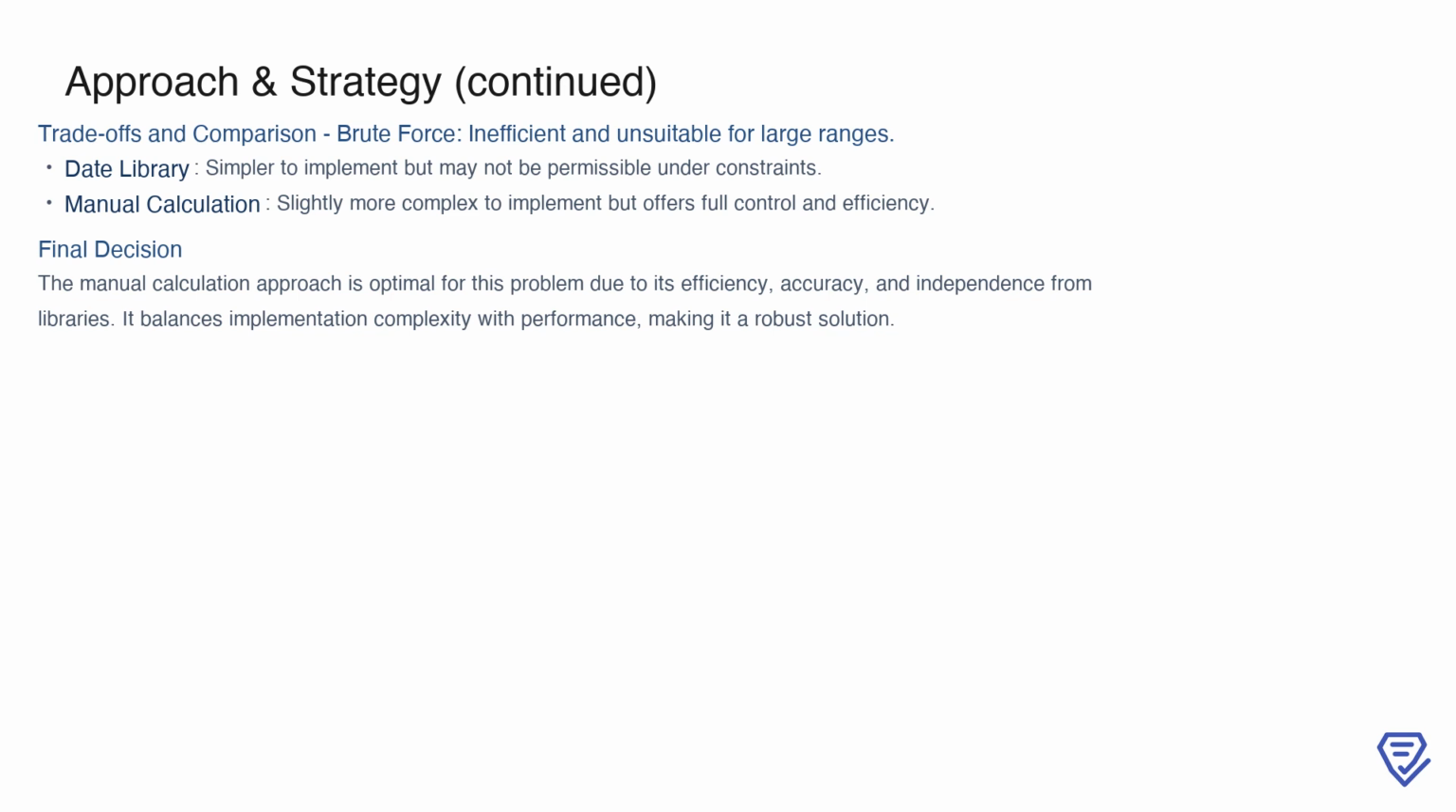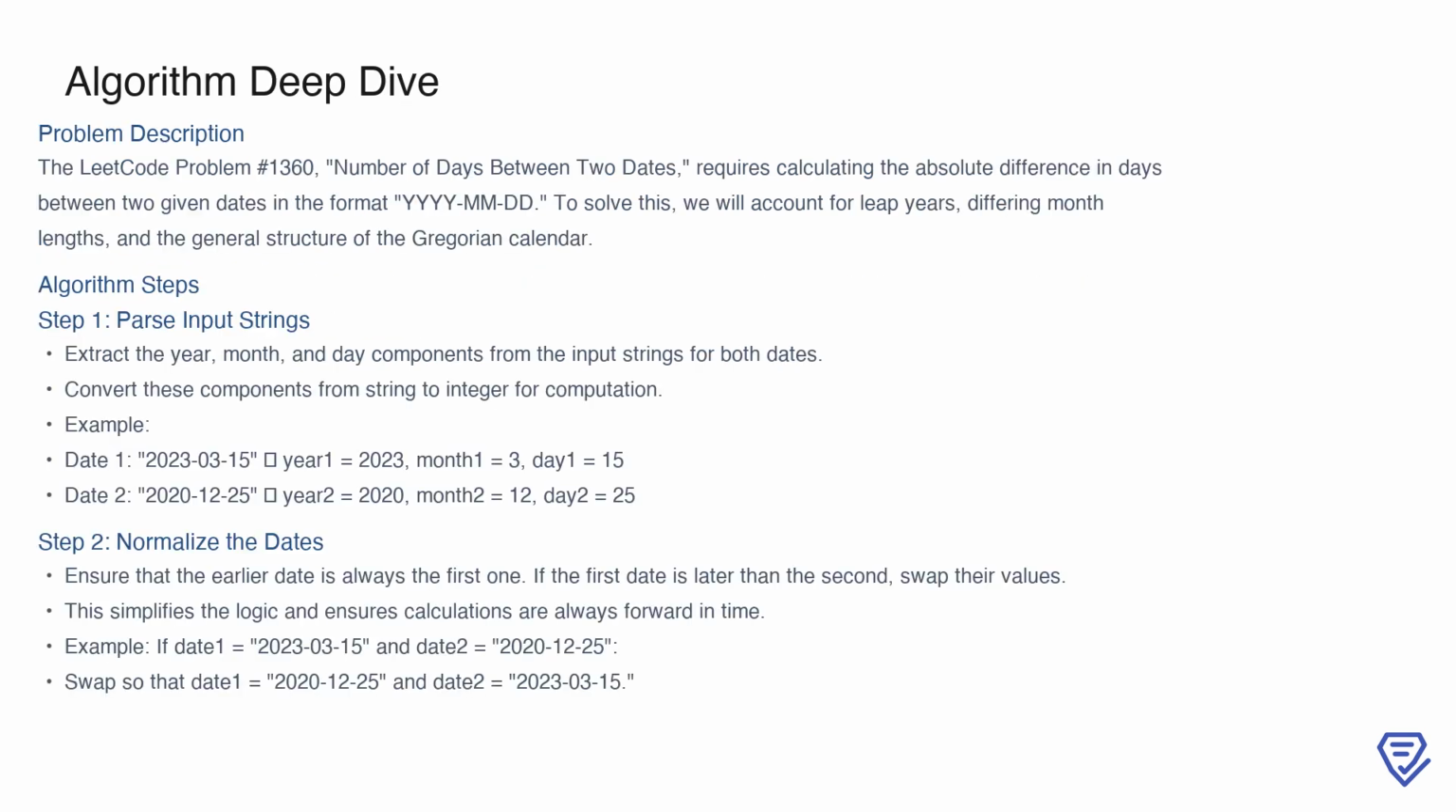scenarios and constraints. The problem we are tackling is LeetCode number 1360, where we need to calculate the absolute difference in days between two dates provided in the format YYYY-MM-DD. Since the Gregorian calendar includes complexities like leap years and varying month lengths, our solution must carefully account for these details. To begin, we start by parsing the input strings to extract the year, month, and day components.